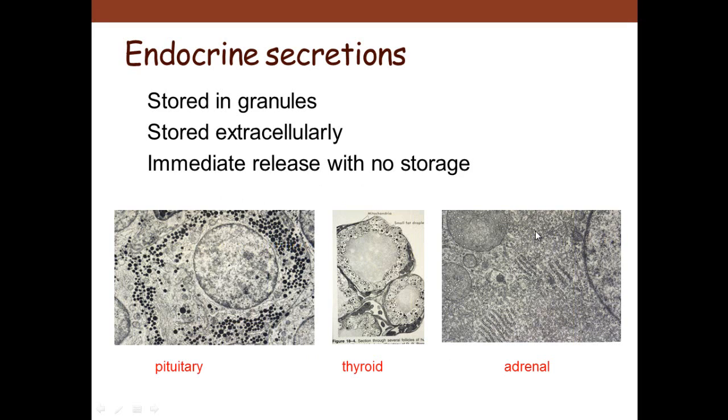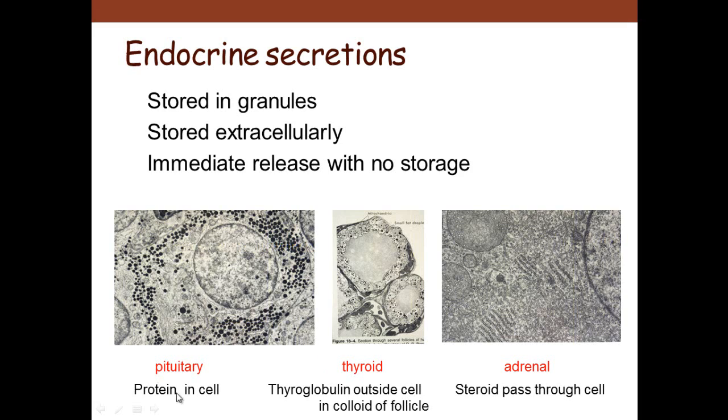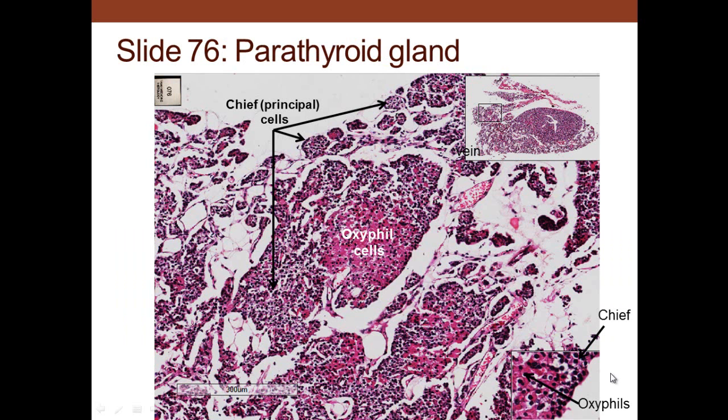You have lots of smooth endoplasmic reticulum, a lot of mitochondria. There's a nucleus, a little bit of rough ER, and it produces steroid. And steroid, of course, is hydrophobic, and it can walk right through a membrane. And so what holds these granules there are membranes. And if it can go through the membrane, then it won't hold it. And so there's no storage at all. As soon as it produces testosterone or mineralocorticoids, they're gone, as we can see. So protein in the cell, thyroglobulin outside the cell, or the steroid passes through the cell.